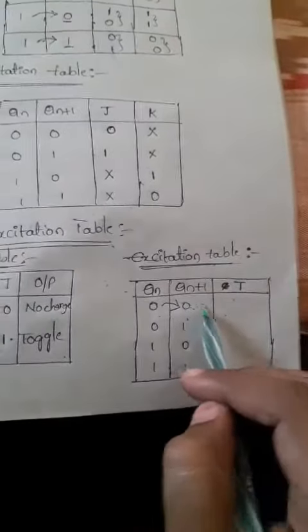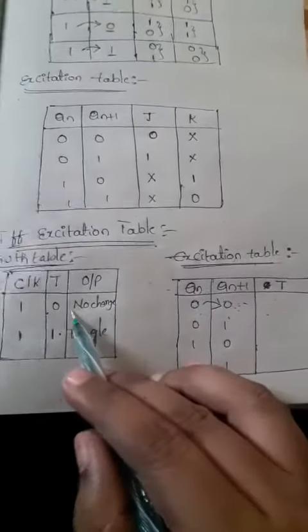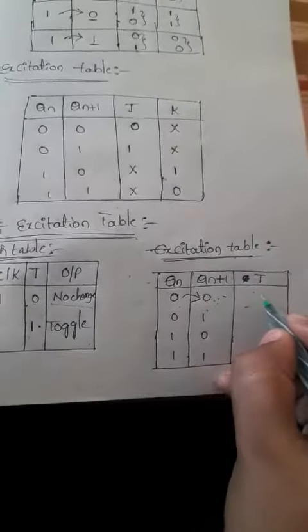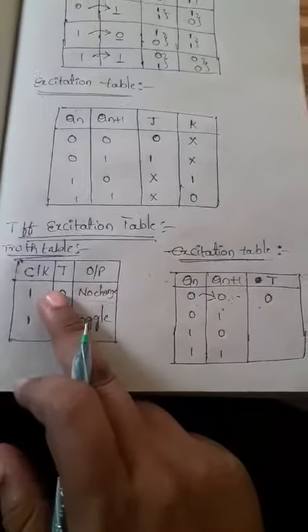So directly we can say that no change output we are collecting. So in the truth table, where we are getting no change, the input path will be considered as 0. So that means no change output we are collecting in the 0 input path.